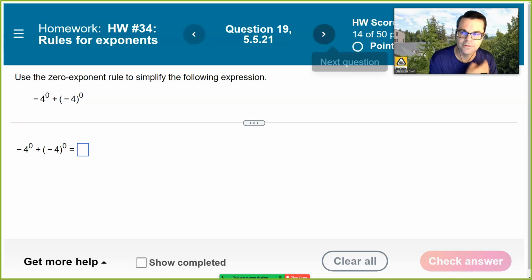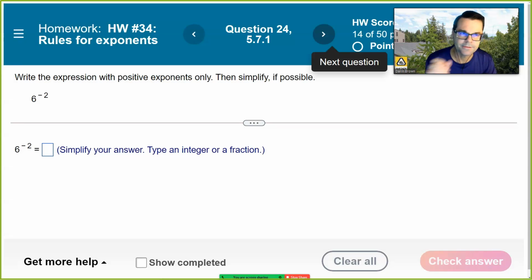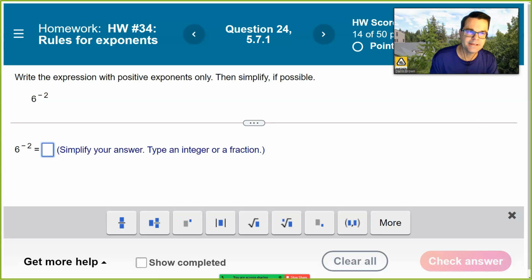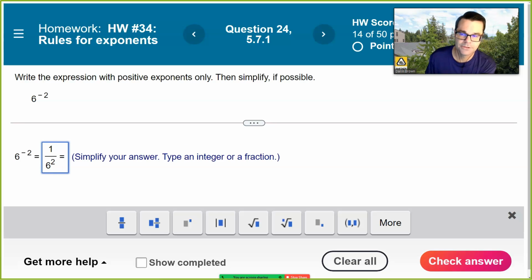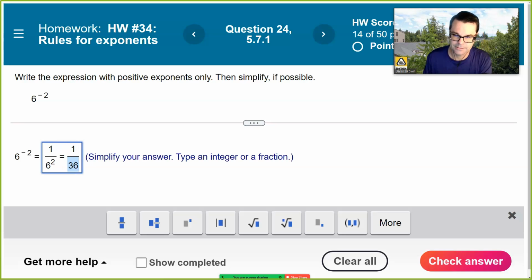Okay, I'm not going to do all of these. Okay, let's do this. 6 to the negative 2. Remember, negative exponents means 1 over. So this is 1 over 6 squared. So that's 1 over 36.